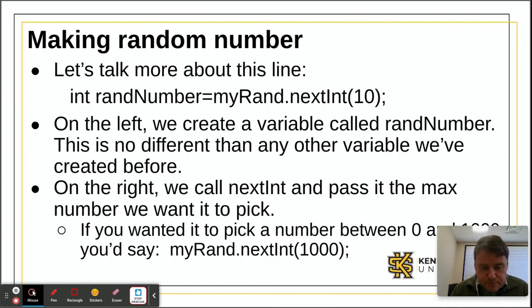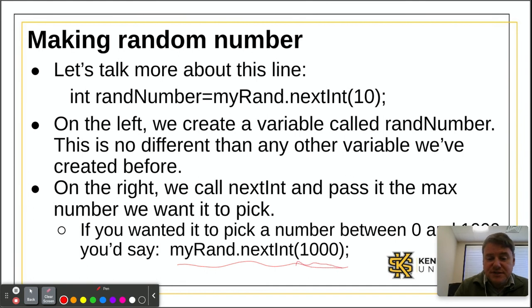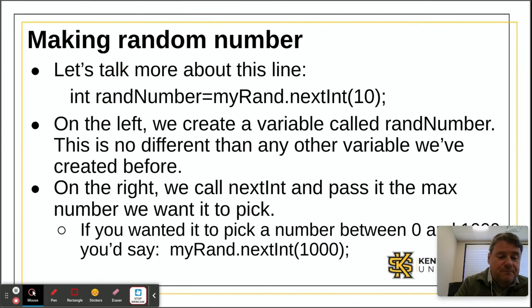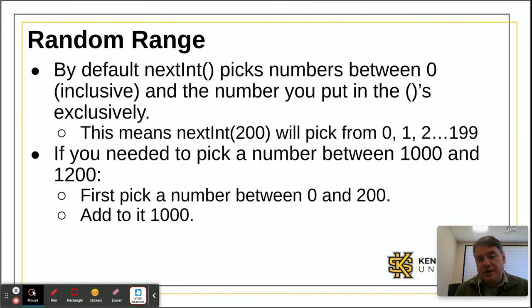So if you wanted it to pick a number between 0 and 1,000, you would simply change that last line to nextInt parentheses 1,000. So whatever you put in the parentheses is how big of a number it will pick. And again, this one will pick between 0 and effectively 999. If you need something that is a bigger range, so like you're picking something that's not between 0 and something, then you can also use addition to get you to where you need to be.